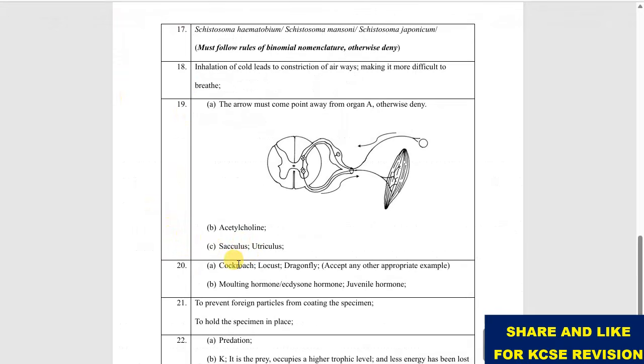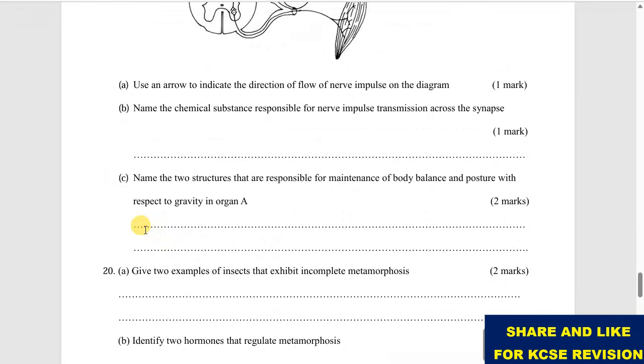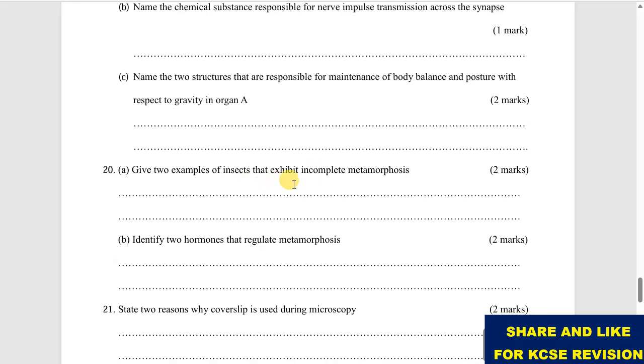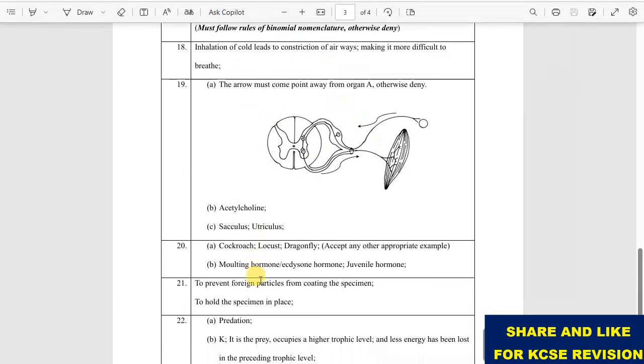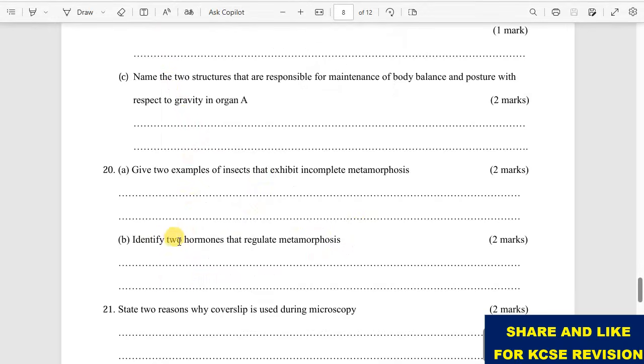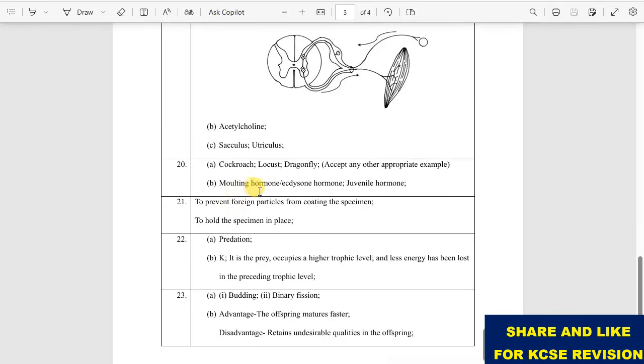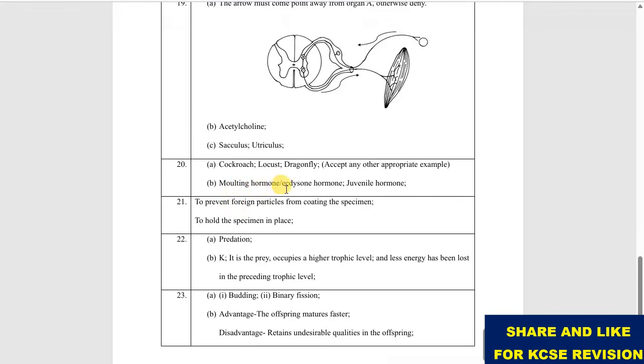Oh, we have answered that. Give two examples of insects that exhibit incomplete metamorphosis. Cockroach, locust, dragonfly; accept any of those. Identify two hormones that regulate metamorphosis. We have moulting hormone, ecdysone hormone, juvenile hormone, any of those.